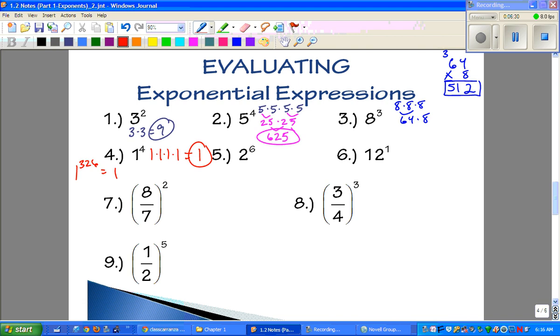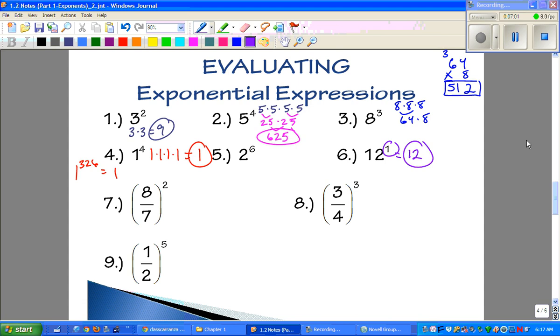Now, let's go to number 6. Number 6 is saying 12 to the first power. 12 to the first power is just 12, because remember, the exponent is telling us how many times to multiply 12 by itself, and it's saying that there's only 1.